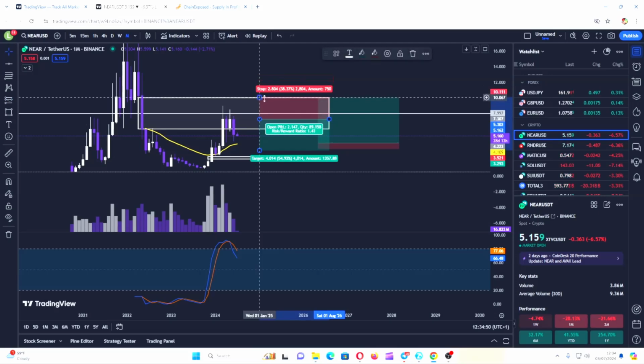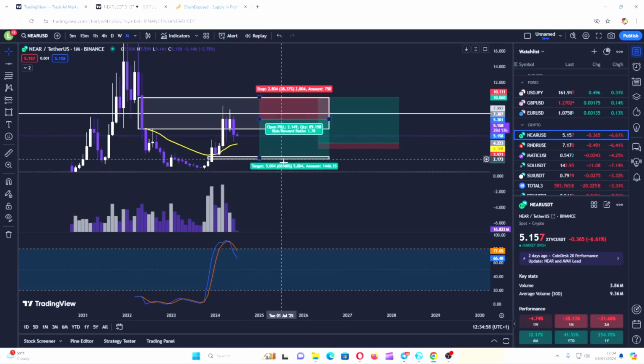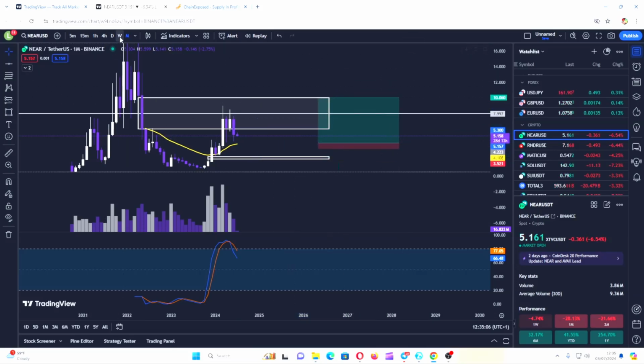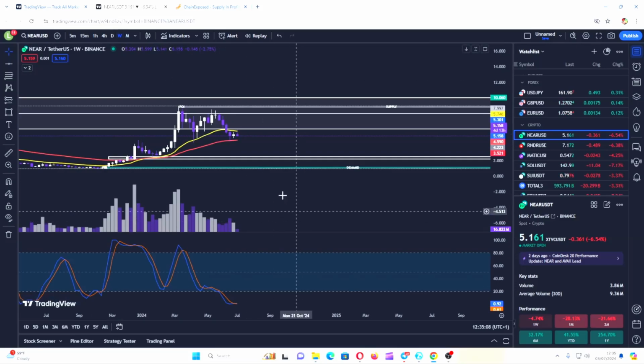Put your stop above that fair value gap. And you're going to be aiming for the next fair value gap, which is just below there. Which is not a great risk to reward, so I probably wouldn't have taken it. But if you'd have gone down to the lower time frame, you could have found a better entry.